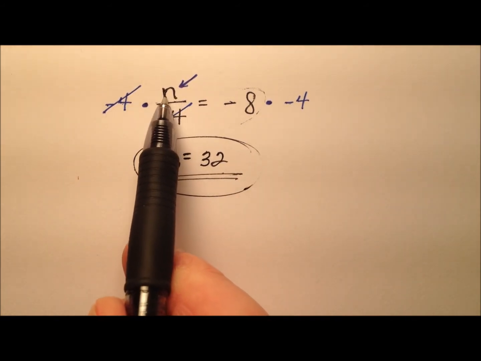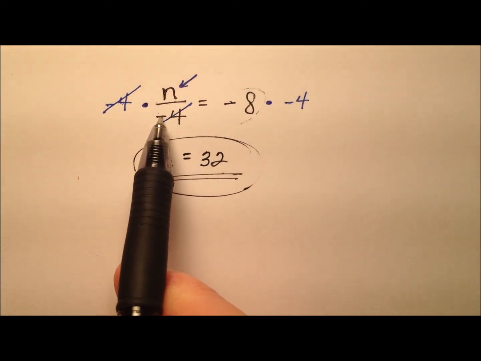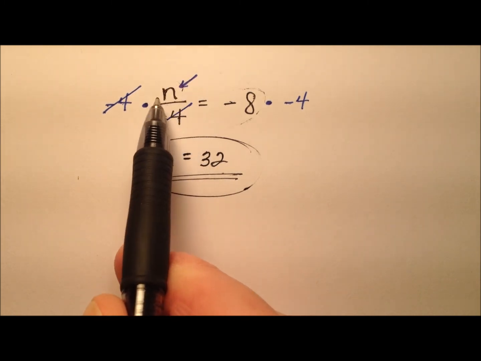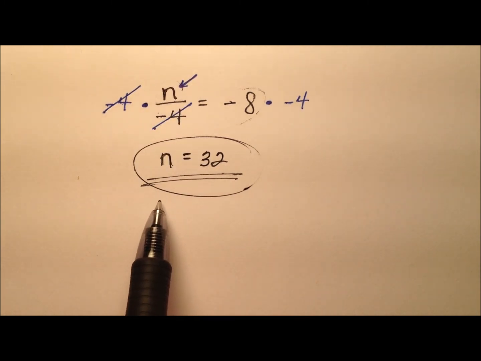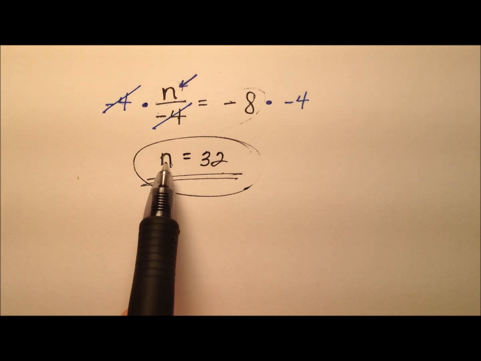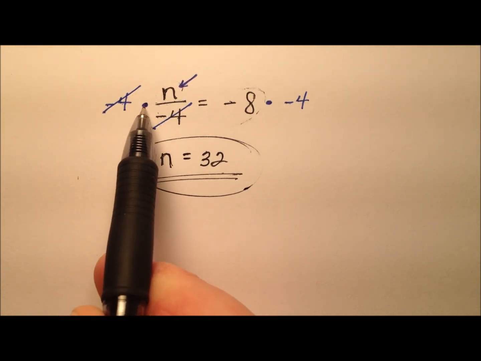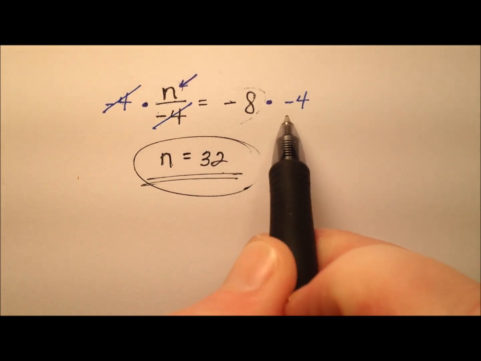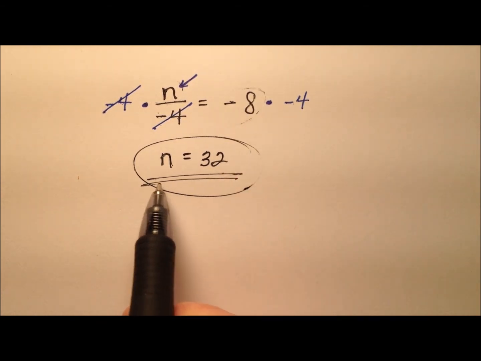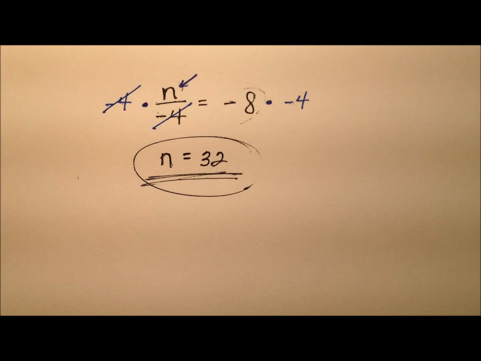So remember, we had our number n being divided by -4. To isolate this n variable, so we can solve for it, on the left side, we need to use the inverse operation to division, which was multiplication. And then we saw that -8 times -4 is indeed +32.